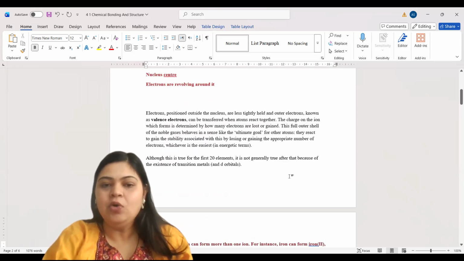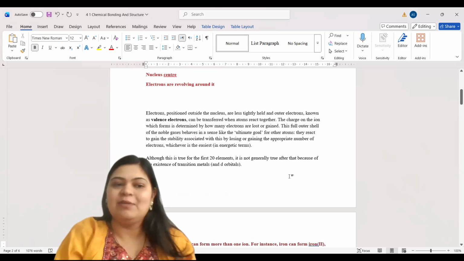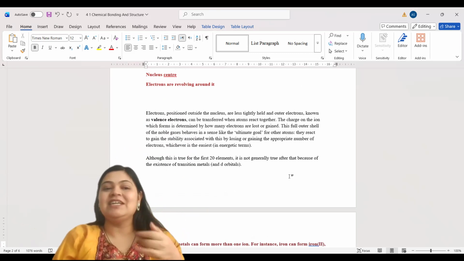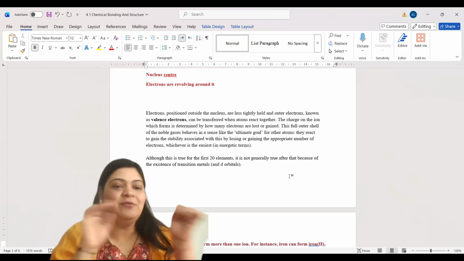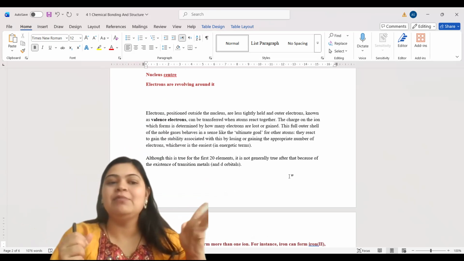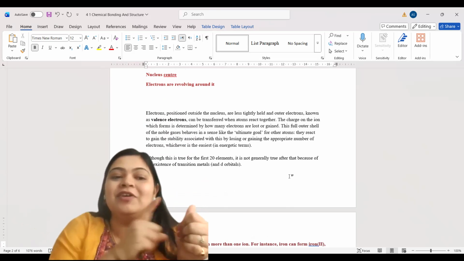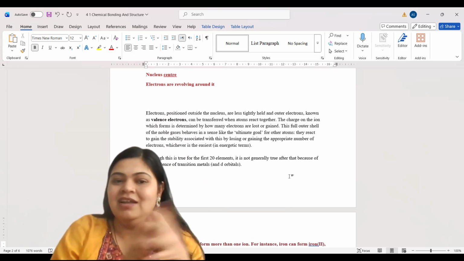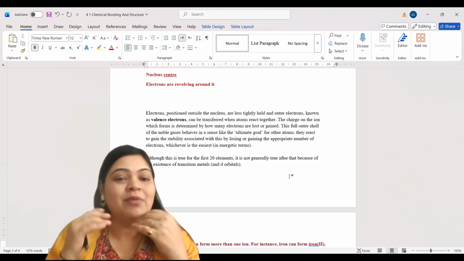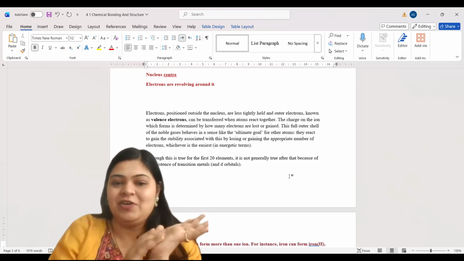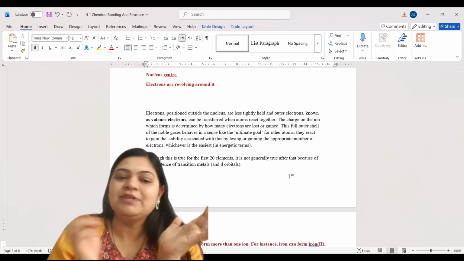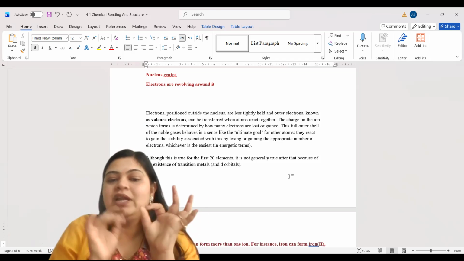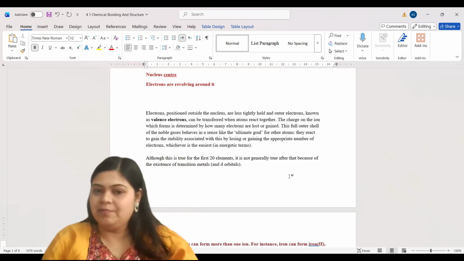All right. Now, although this is true for first 20 elements. Now, first 20 elements, what are those? We have previously studied in my shortcut form, song form. Ho, he, li, biba, kano, fane, namaga, alsipaskala, arkaka. So, this is nothing but hydrogen, helium, lithium, beryllium, boron, carbon, nitrogen, oxygen, fluorine, neon. And then Namaga Alcipaskala is what? Sodium, magnesium. Yes, I want you to write down 11 to 20 as well.